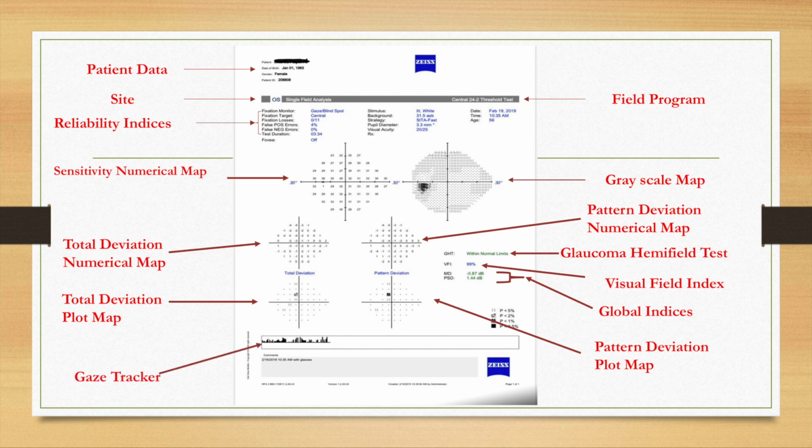And we can see the gaze tracker at the bottom of the printout, with the probability with P values less than 5%, P less than 2%, P less than 1%, and P less than 0.5%.